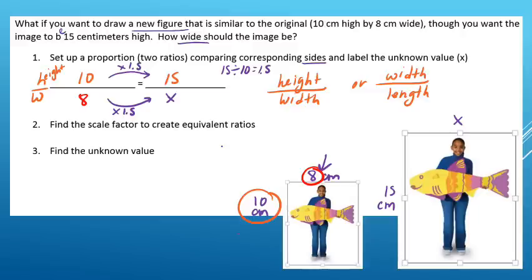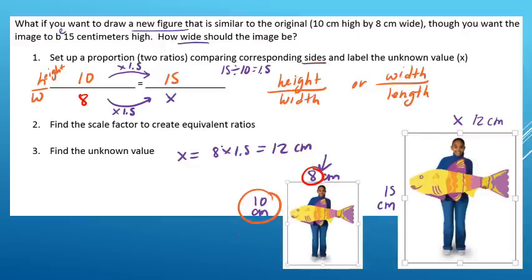I'm going to multiply 8 times 1.5. So I want 1.5 times 8. So that's 8 plus half of 8. So that would give me 12. And so in this case, x is going to equal 8 times 1.5, which is 12 centimeters. So again, that tells me that the width is going to be 12 centimeters.